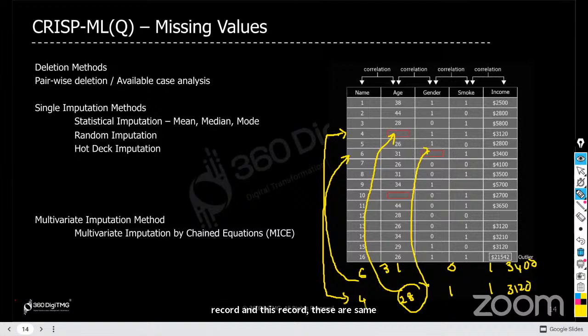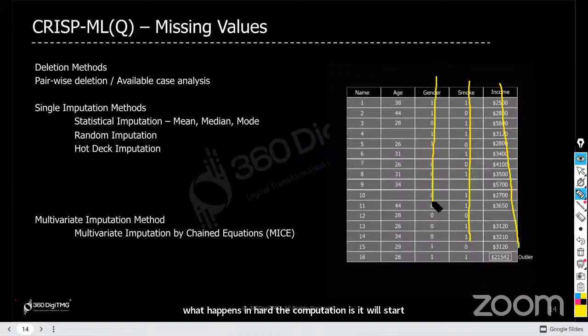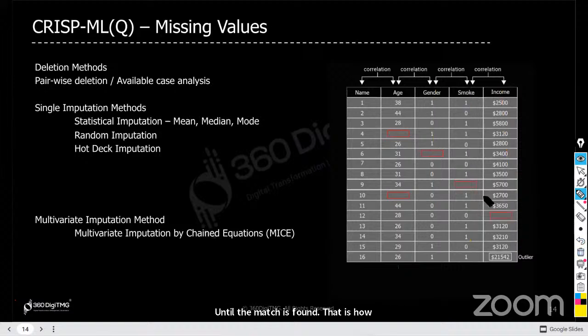For suppose you may get a doubt like, for suppose I did not find any matching record. So 4 is there, I don't find any 4s here. So what happens in hot deck imputation is, it will start deleting the columns one by one and again compare one record with the other record until the match is found. That is how hot deck imputation works.